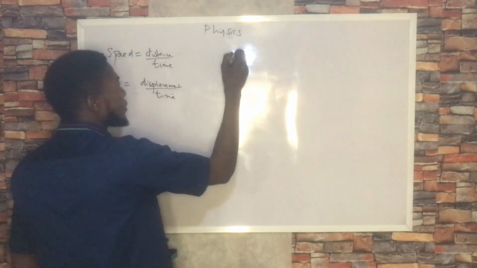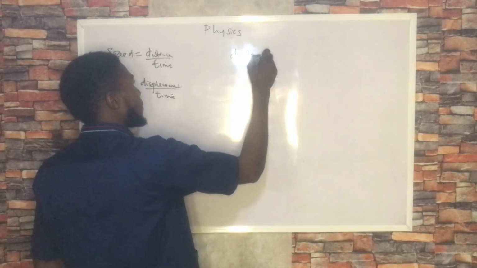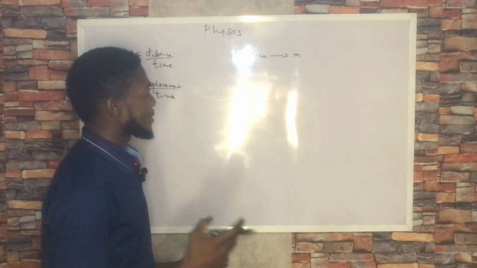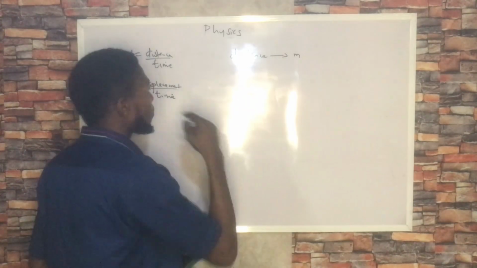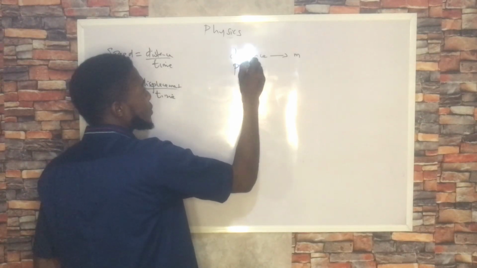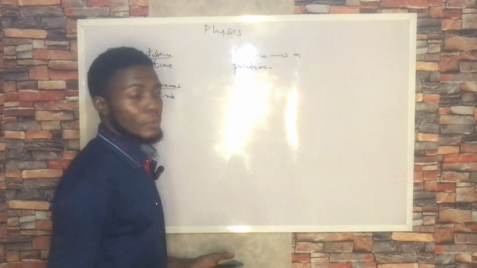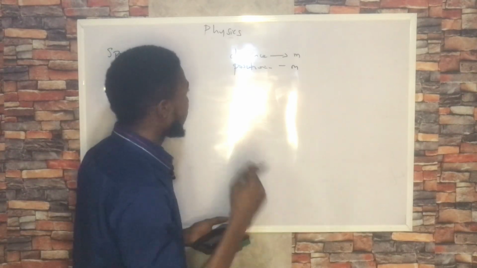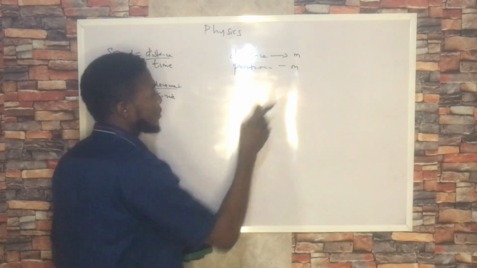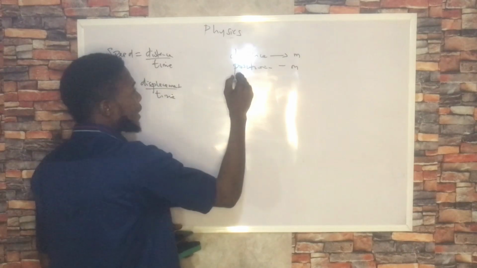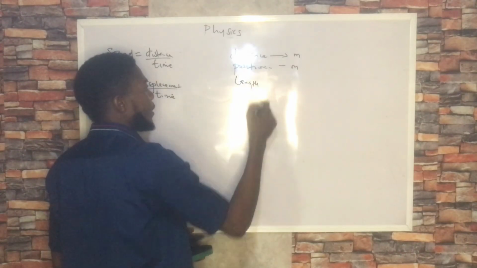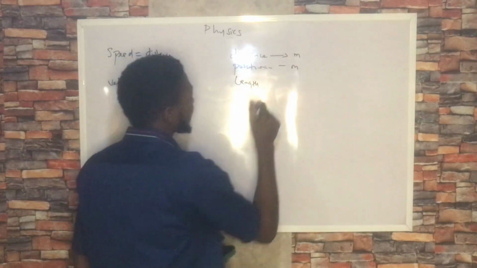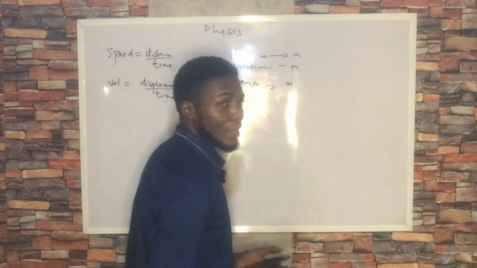I said distance is measured in meters, right? But can you also think of other things that are measured in meters? So we say position, the position of a body, measured in meters. Then of course length. I want you to have this idea that it's not just distance alone. Length as well, in meters.